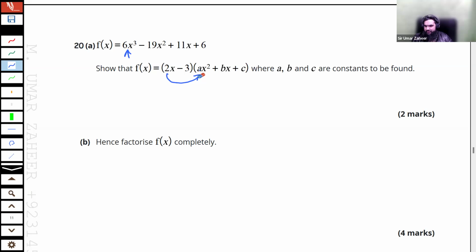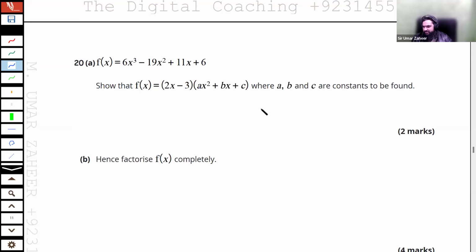But I am not going to recommend this one because normally students make a lot of mistakes while doing these types of questions. I recommend you do the division that you already know very well. It takes a little bit more time, but you will get the right answer. So we are dividing by 2x minus 3. The same procedure: take the first value, 6x cubed divided by 2x. 2 times 3 is 6, the 2 will be cancelled out. It will be 3x squared.